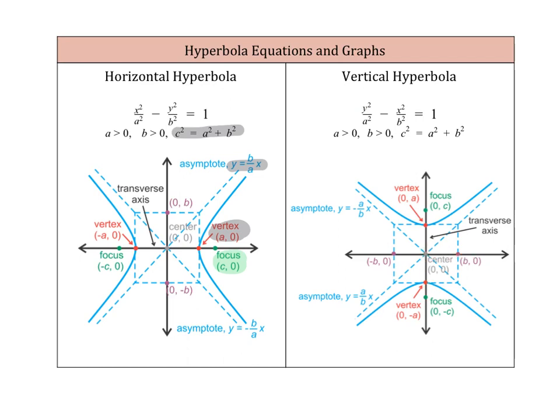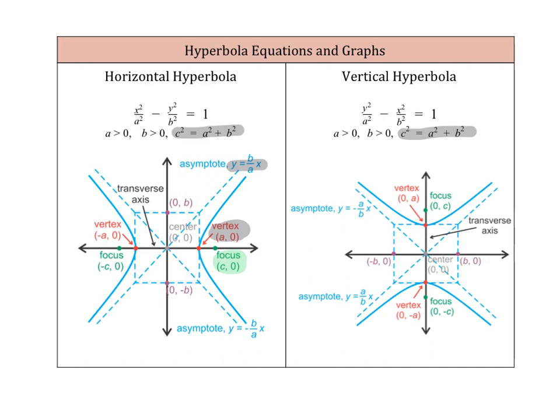Our b value is now the horizontal distance to the right or left that we can use to make our little rectangle that helps us make our asymptotes. We still find c in the same way. C squared is still equal to a squared plus b squared, except now our foci, notice, are vertical. So they're always directly above and below our two vertices.